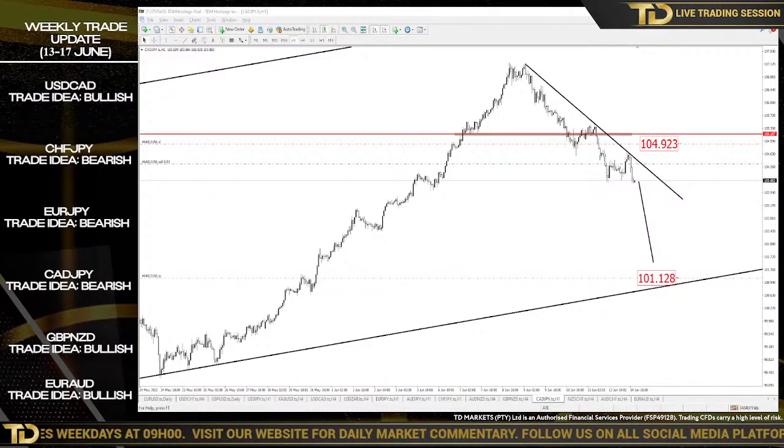We already spoke about this chart in our education, and we're looking for a move to the downside. So CAD JPY, expecting further down.